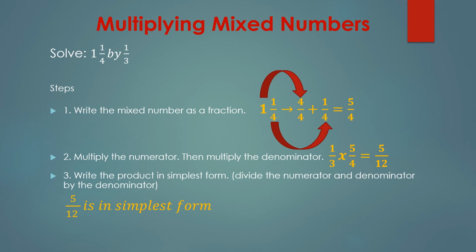Step 3, write the product in simplest form. Remember to divide the numerator and denominator by the denominator. But in this case, 5/12 is in the simplest form.